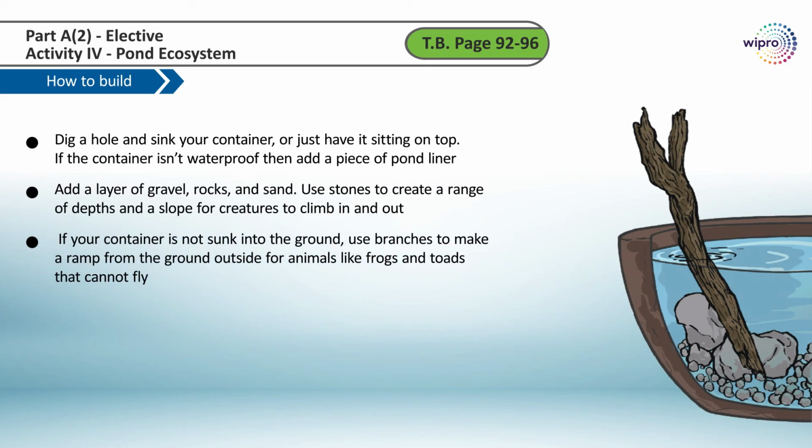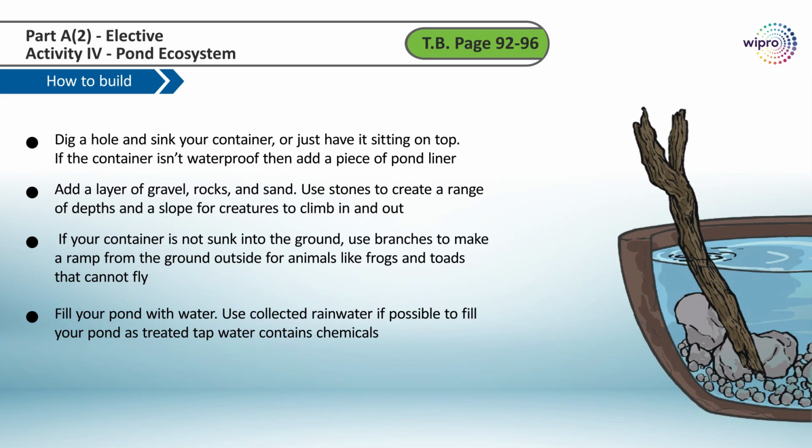If your container is not sunk into the ground, use branches to make a ramp from the ground outside for animals like frogs and toads that cannot fly. Fill your pond with water. Use collected rainwater if possible to fill your pond, as treated tap water contains chemicals.